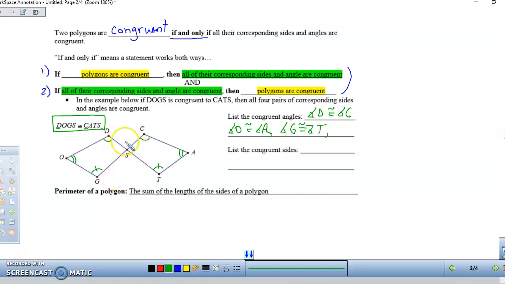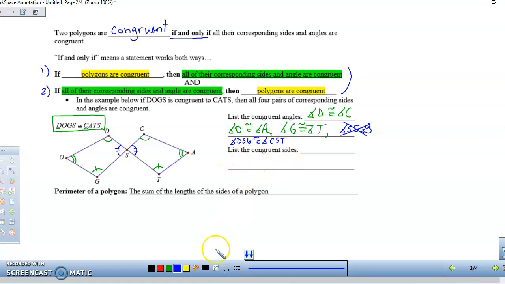Now, you have to be very careful with this pair of angles, because what you cannot do, you cannot say angle S is congruent to angle S. You can't do that because there are multiple angles here and I don't know which angles you're talking about. Okay, so if I want to do this angle and this angle, I'm going to have to use three letters. So you're going to have to use angle DSG is congruent to angle CST.